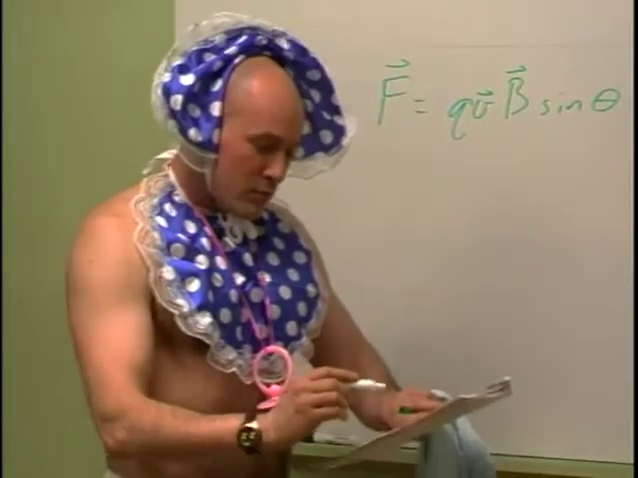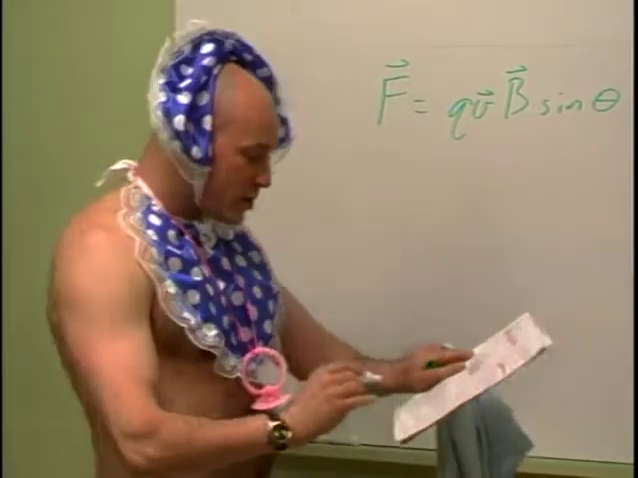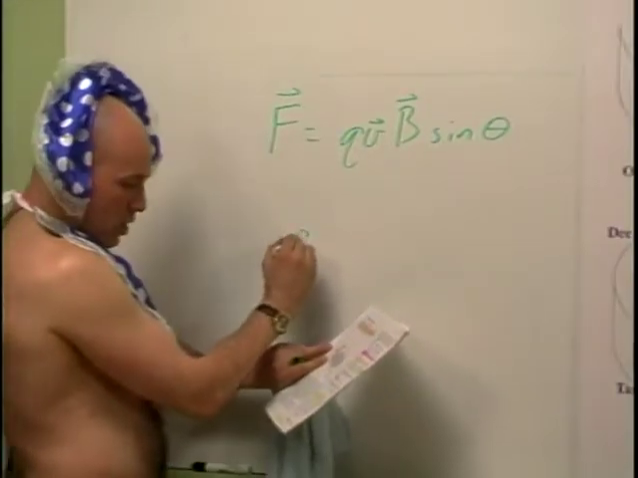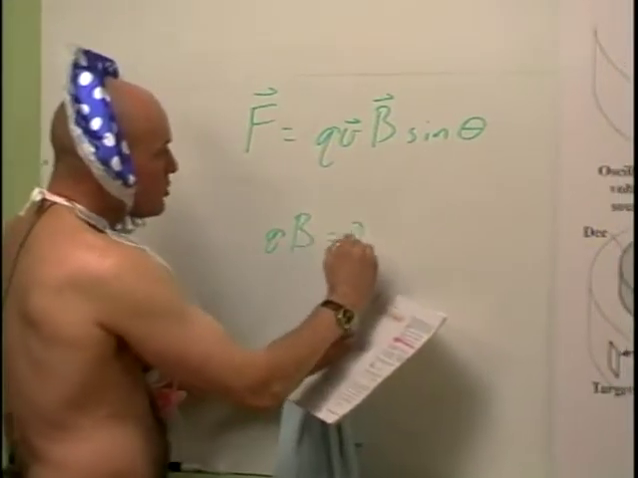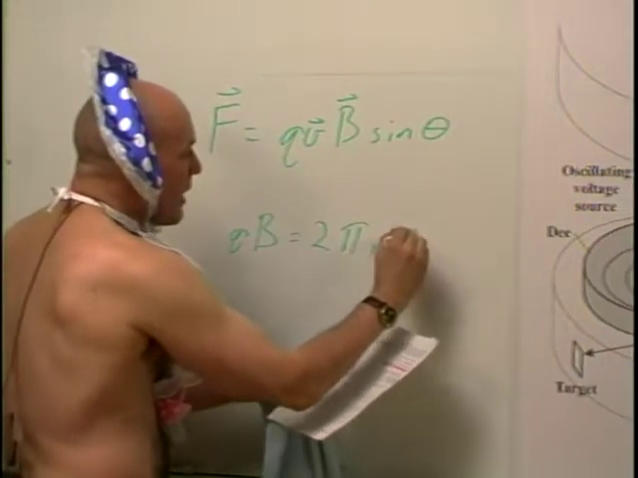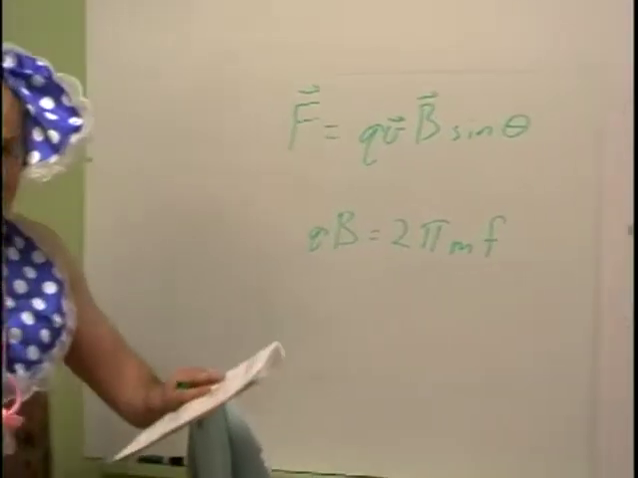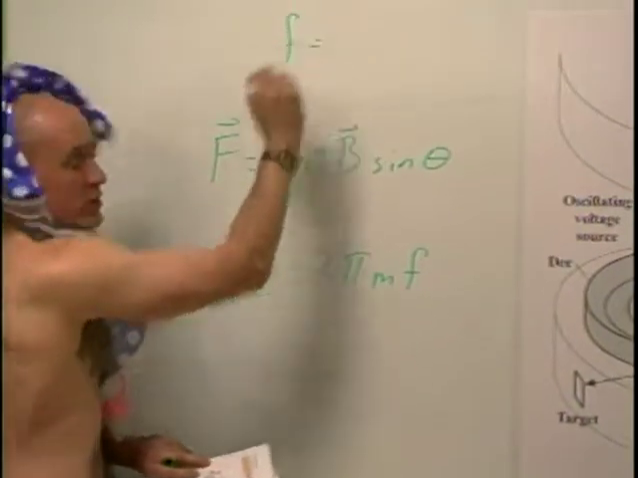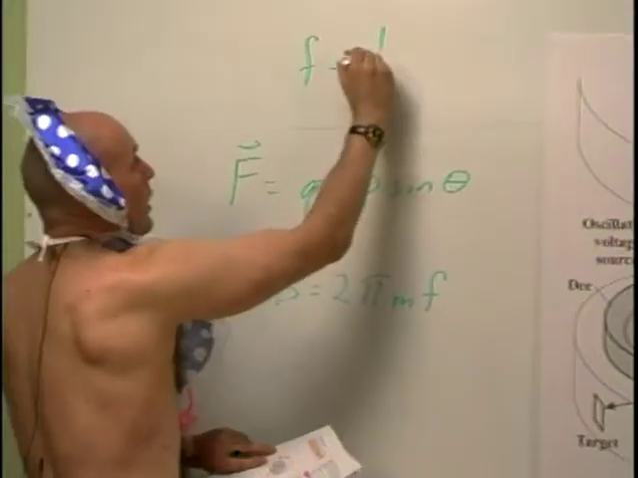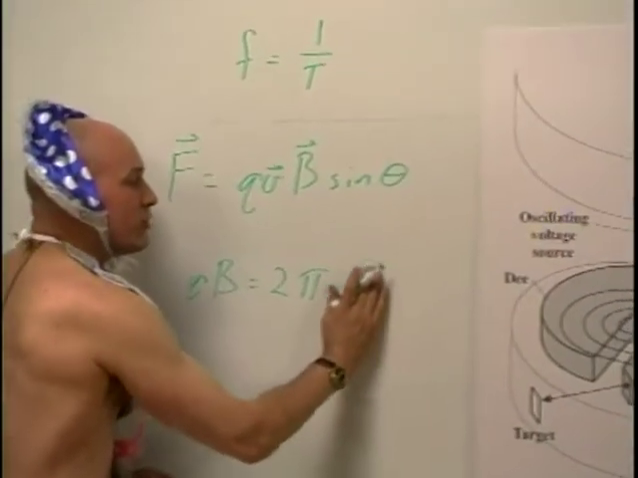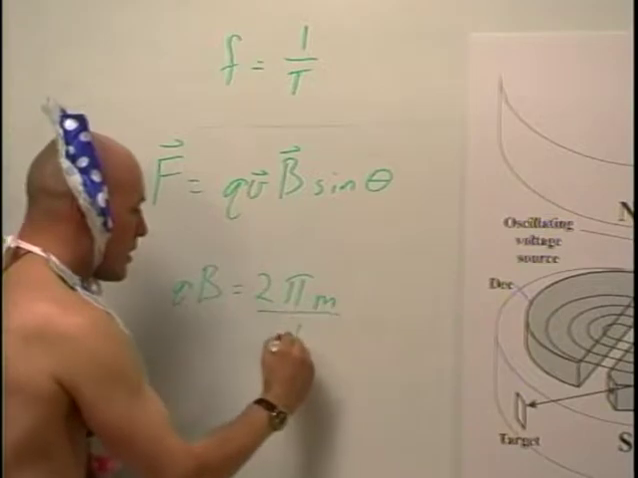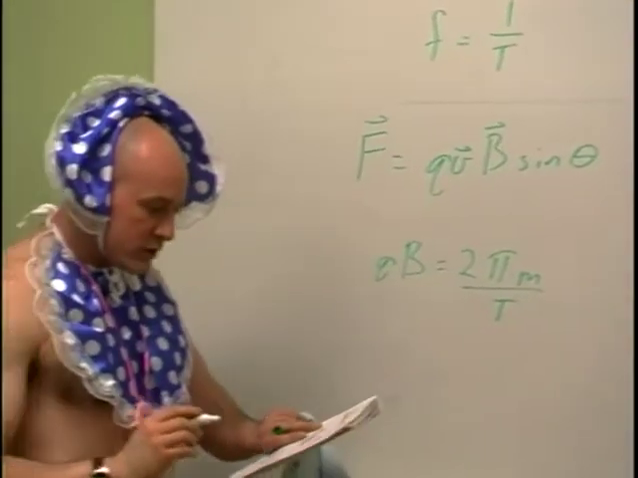Okay. But then I saw at the bottom of the passage they give this formula, the very last part: B equals 2 pi m f over q. And f is frequency, and I know that frequency is equal to 1 over the period. So I'm going to substitute for f. I get a T there. Right. So let's take a look.